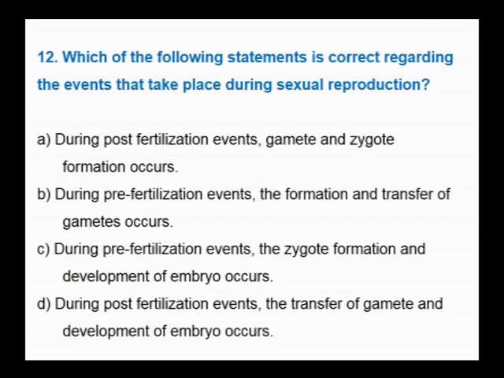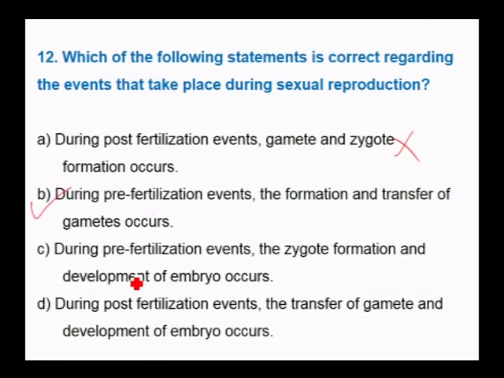Here the first option says during post-fertilization events, gamete and zygote formation takes place. So, in the post-fertilization events, it is not the formation of the zygote, it is the development of the zygote. Gamete formation takes place during the pre-fertilization events. Therefore, this statement is wrong. During pre-fertilization events, formation and transfer of gametes occur. So, this is the correct statement.